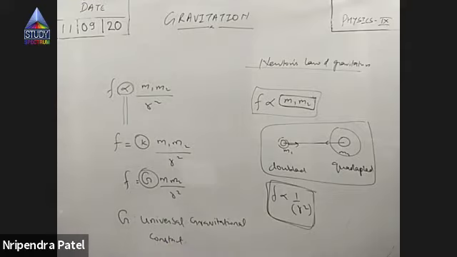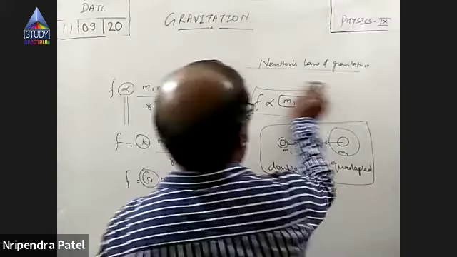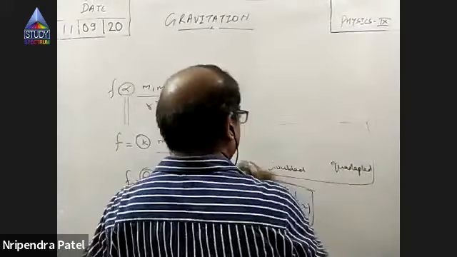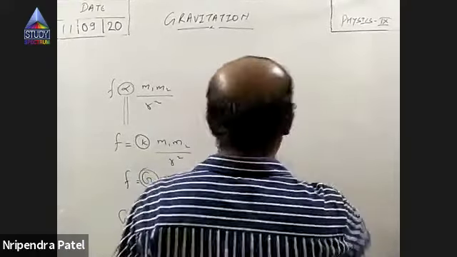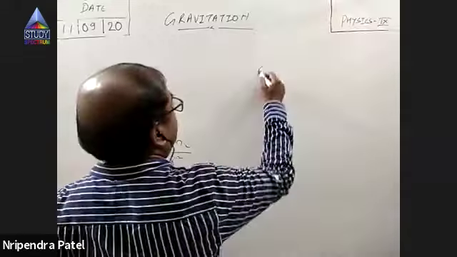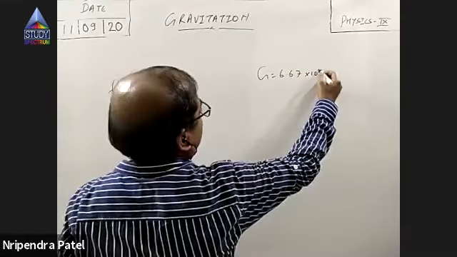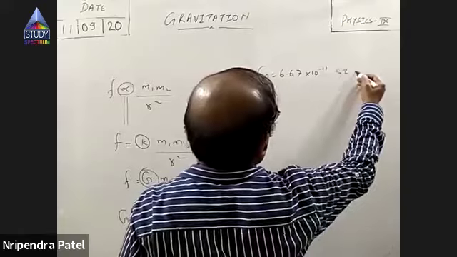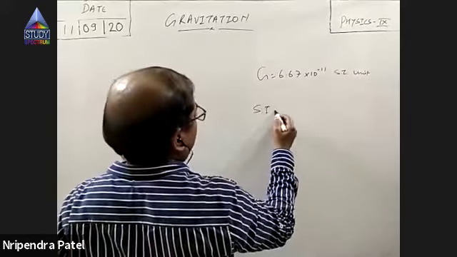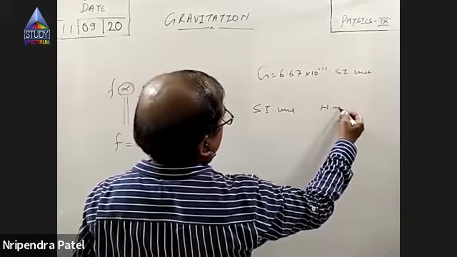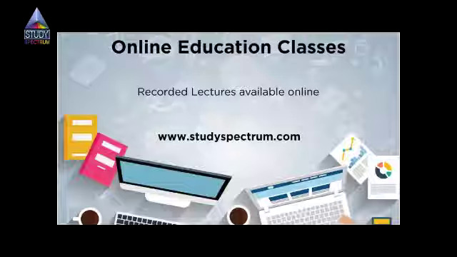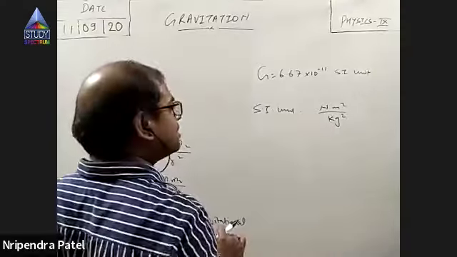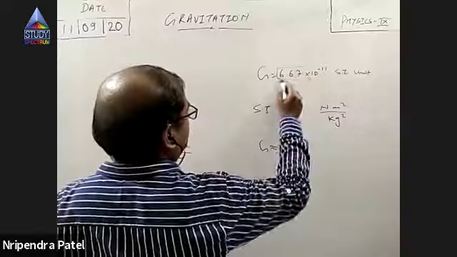Universal gravitational constant. He measured its value and found it to be 6.67 into 10 raised to minus 11 SI units. And what is the SI unit of it? Newton meter square per kg square. So the value of G is 6.67 into 10 raised to minus 11, in SI units, that is Newton meter square per kg square.